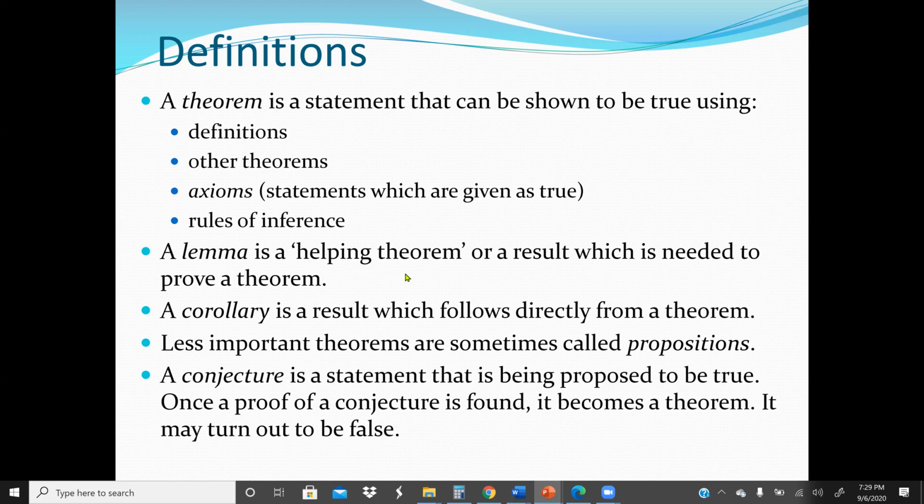Also, a lemma is a helping theorem or a result which is needed to prove a theorem. So again, a lemma is a helping theorem or a result which is needed to prove a theorem. Also, a corollary is a result which follows directly from the theorem. Less important theorems are sometimes called propositions. And also a conjecture is a statement that is being proposed to be true. Once a proof of a conjecture is found, it becomes a theorem. And it may turn out to be false.